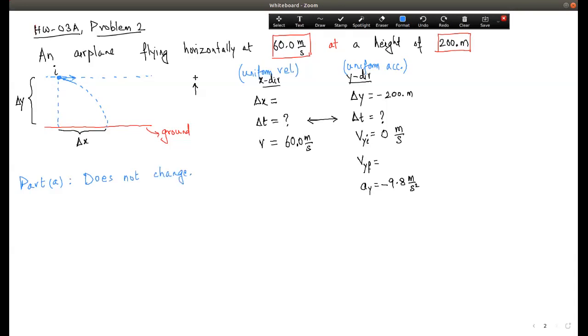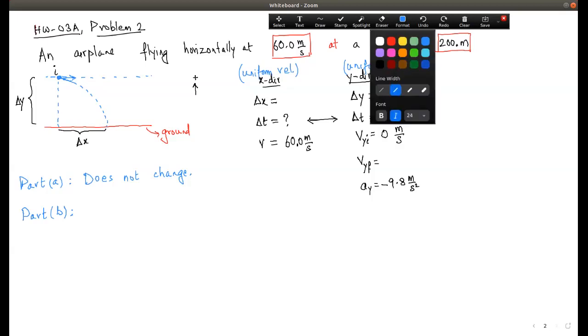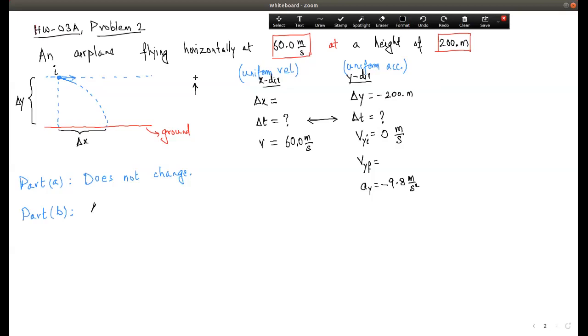That's because it's moving with uniform velocity. So even right before it hits the ground, its horizontal velocity will be 60 meters per second. But its vertical velocity keeps changing. It will start from 0, and as it falls down, it will keep increasing. So part A is a concept question, and part B is asking for delta t, determine the time taken. So it's looking for delta t.